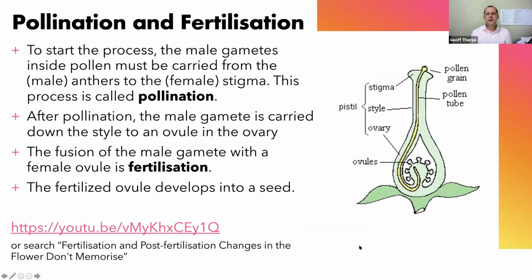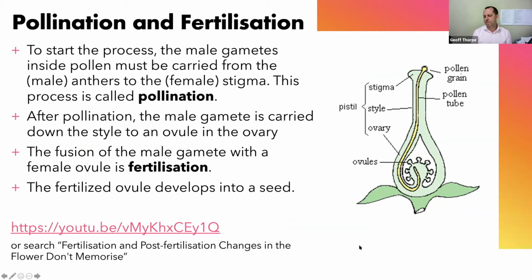So let's talk about pollination and fertilization. They're slightly different, so we'll understand how they're related and how they're different. To start the process, the male gametes inside the pollen must be carried from the anthers to the stigma. This process is called pollination.